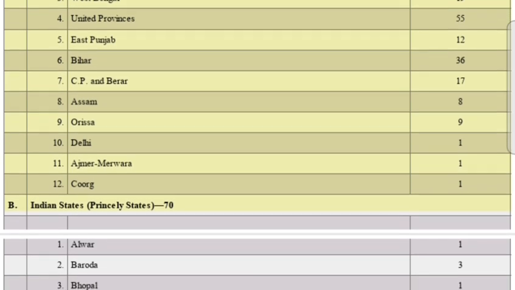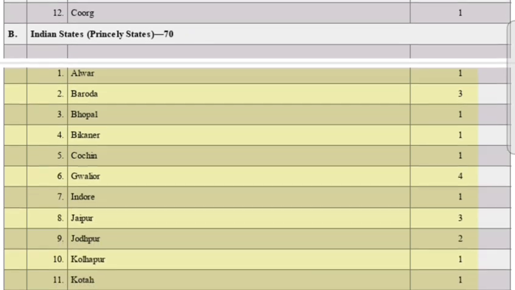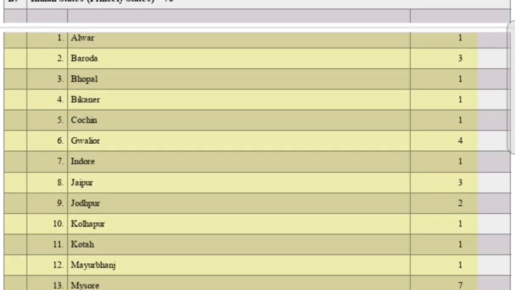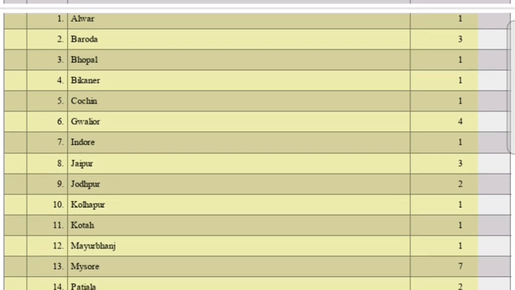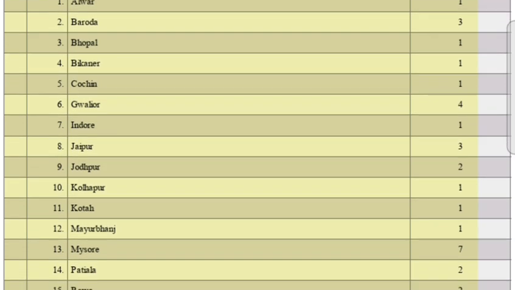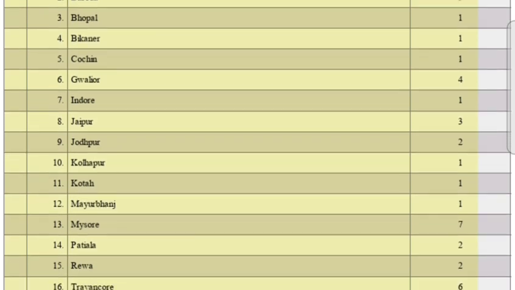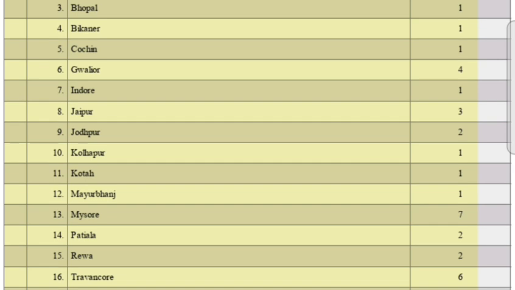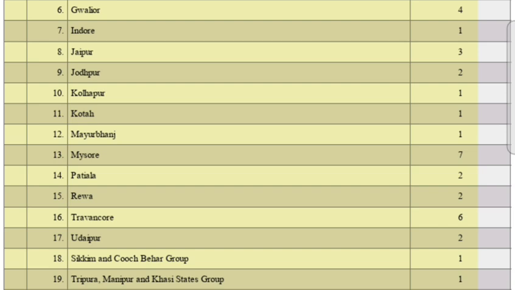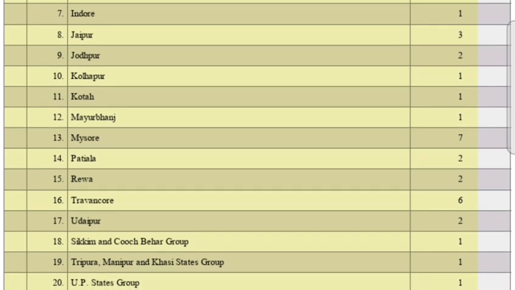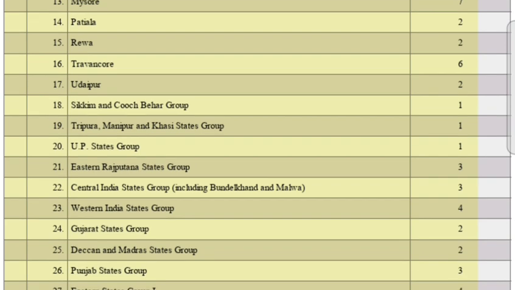B. Indian states, princely states 70. 1. Alwar 1. 2. Baroda 3. 3. Bhopal 1. 4. Bikaner 1. 5. Cochin 1. 6. Gwalior 4. 7. Indore 1. 8. Jaipur 3. 9. Jodhpur 2. 10. Kolhapur 1. 11. Kota 1. 12. Mayurbhanj 1. 13. Mysore 7. 14. Patiala 2. 15. Rewa 2. 16. Travancore 6. 17. Udaipur 2. 18. Sikkim and Cooch Behar Group 1.